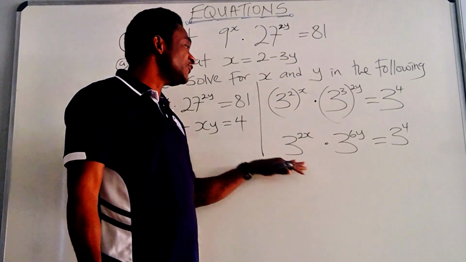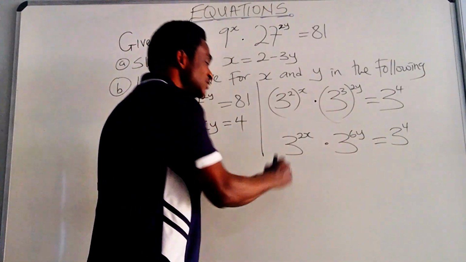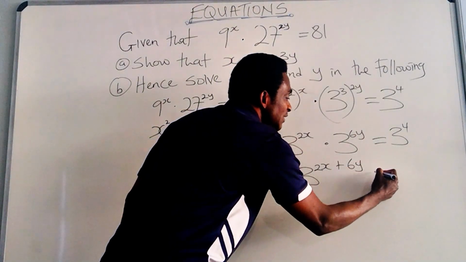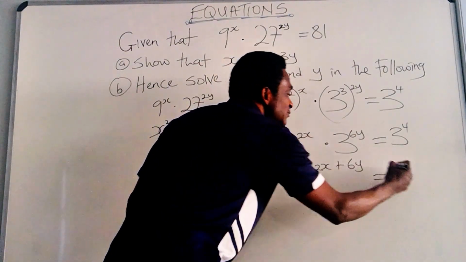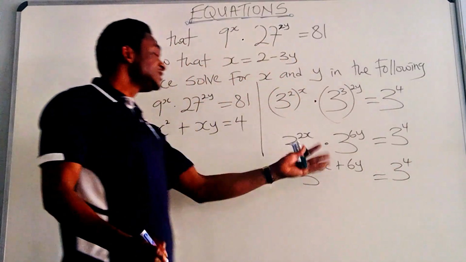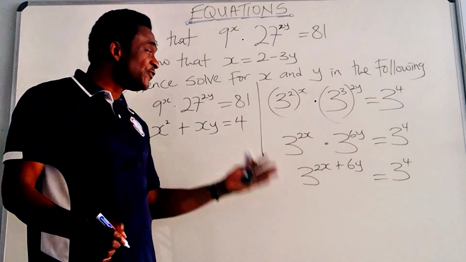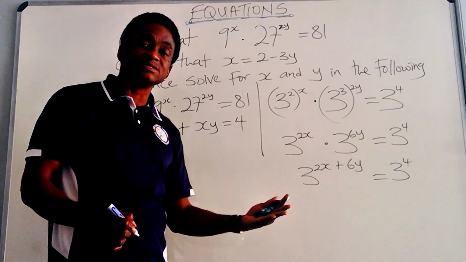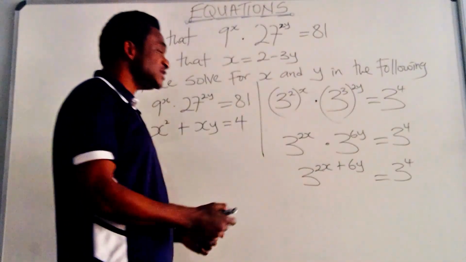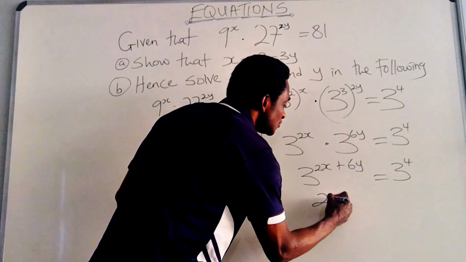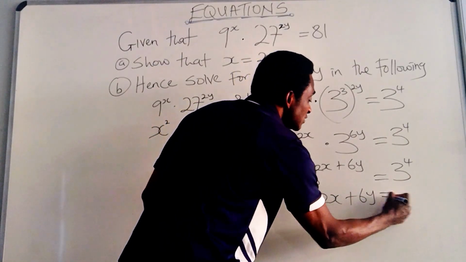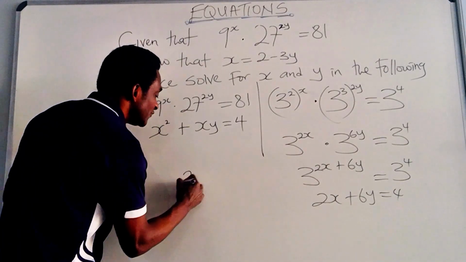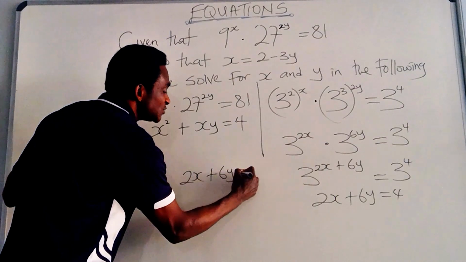Laws of exponents says if you are multiplying, take a common base and add the exponents. Now the next step is laws of exponents: if you have a common base separated by an equality sign, drop the bases and take the exponents. So here we have 2x plus 6y equals 4.